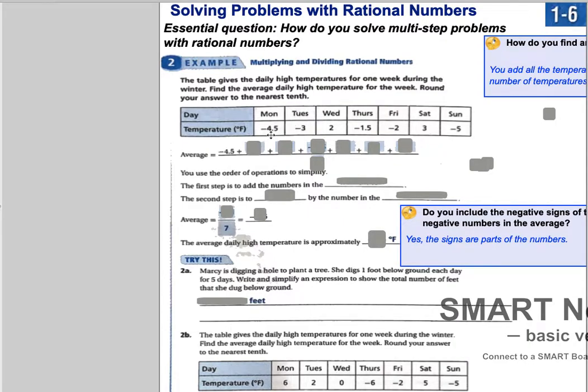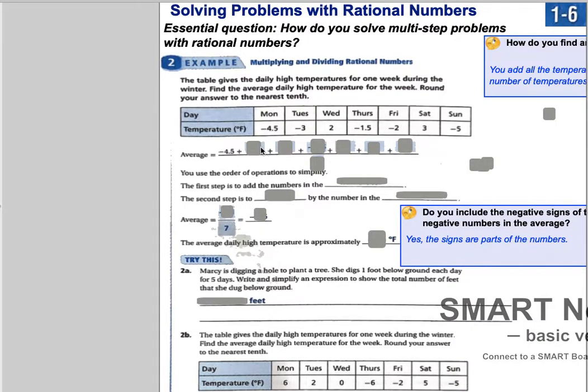So we are dealing with decimal numbers with whole numbers. So Monday, -4.5 degrees. Tuesday, -3 degrees. Wednesday's a positive, so above 0. Thursday's -1.5 degrees. Friday's -2 degrees. Saturday's above 0 at 3 degrees. And Sunday is the coldest at -5. So we can fill this part in together.